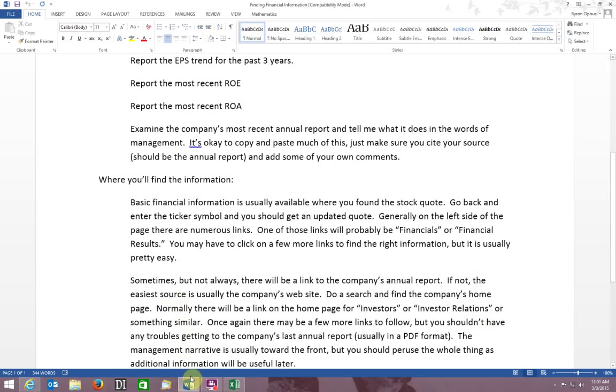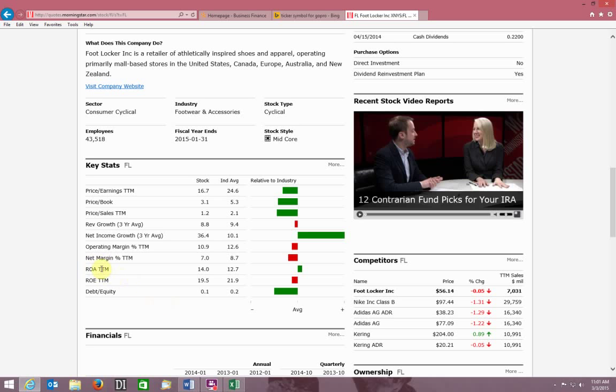Well, what this is telling me, what TTM means, is trailing 12 months. Okay, and so this is probably through the end of the year. I'm almost sure it is. So my ROA for Foot Locker for the trailing 12 months is 14. Then you could put TTM in there. That's fine. That's going to be a perfectly good answer, right? My ROE for the trailing 12 months is 19.5.